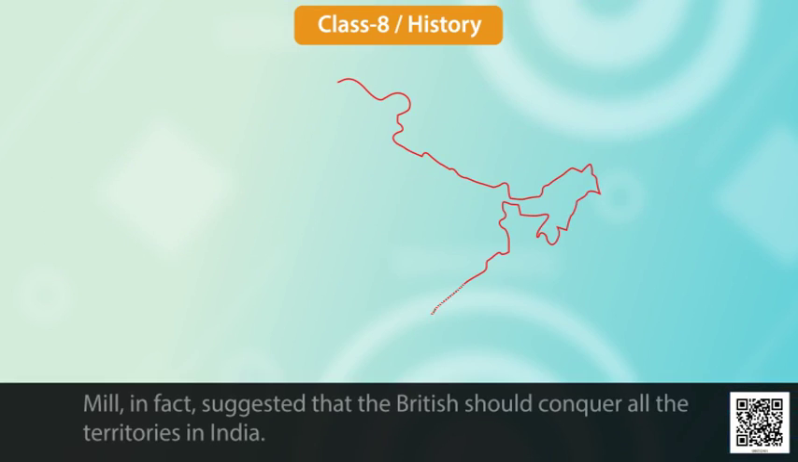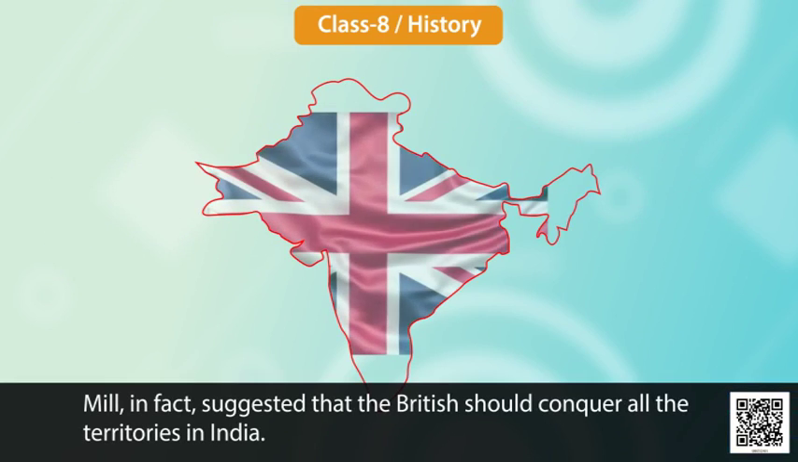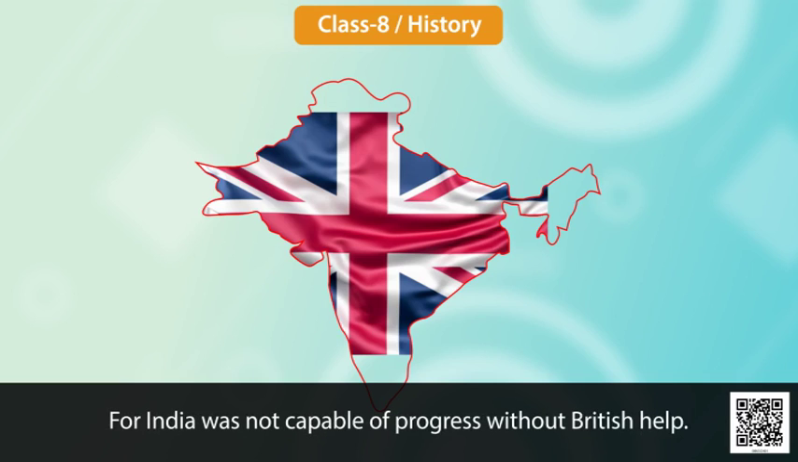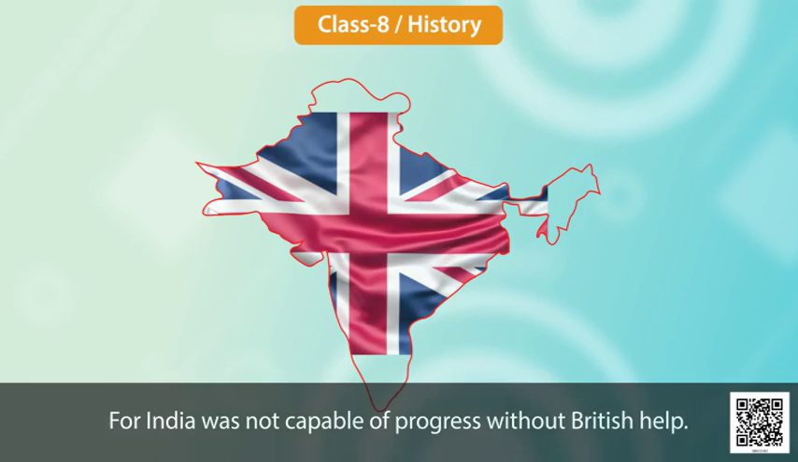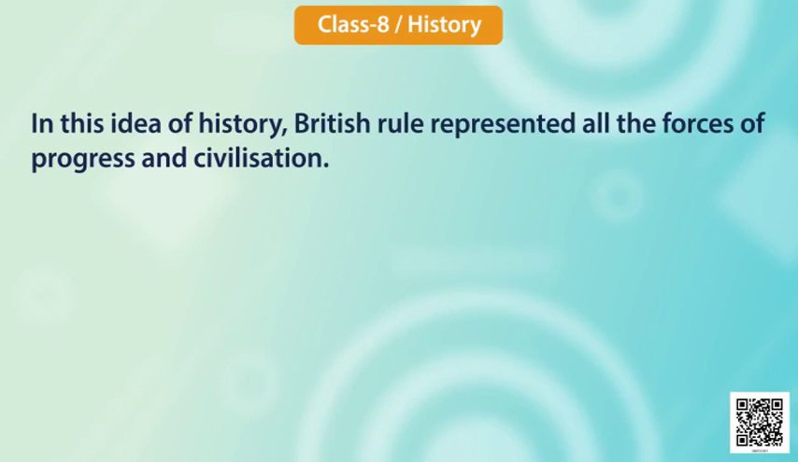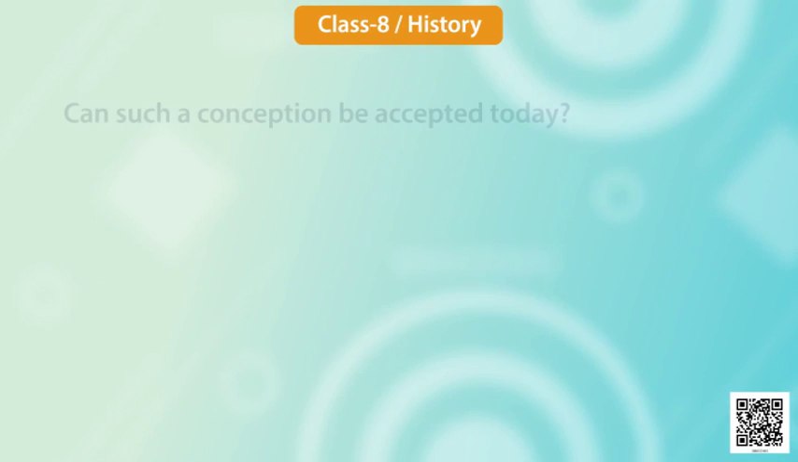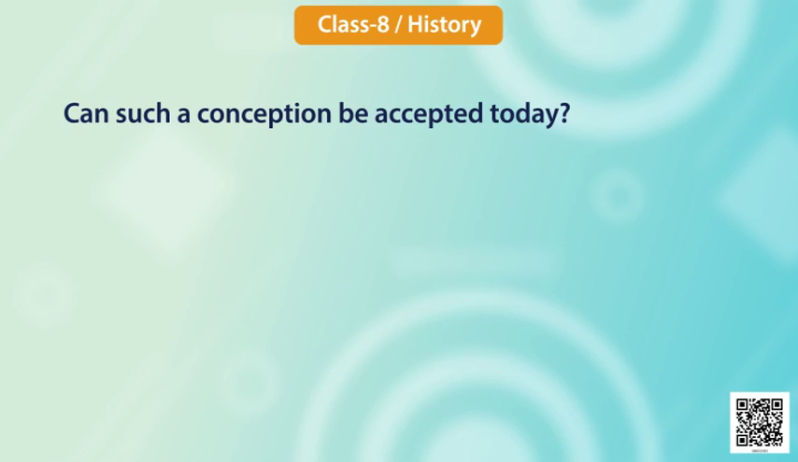Mill, in fact, suggested that the British should conquer all the territories in India to ensure the enlightenment and happiness of Indian people. For India was not capable of progress without British help. In this idea of history, British rule represented all the forces of progress and civilization. The period before British rule was one of the darkest. Can such a conception be accepted today?